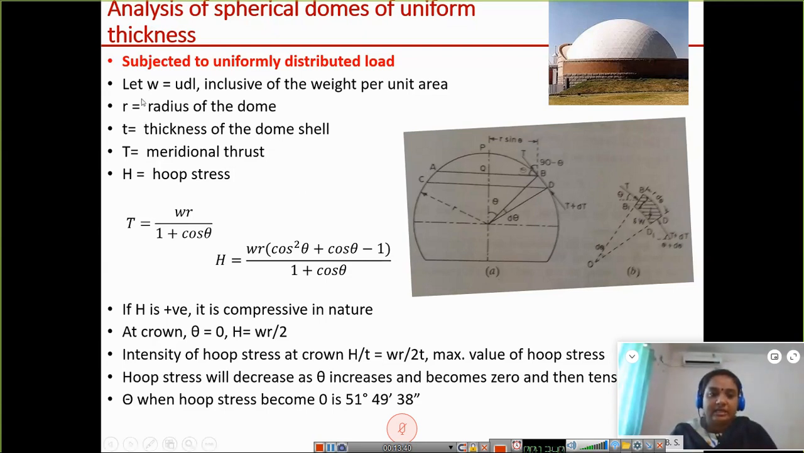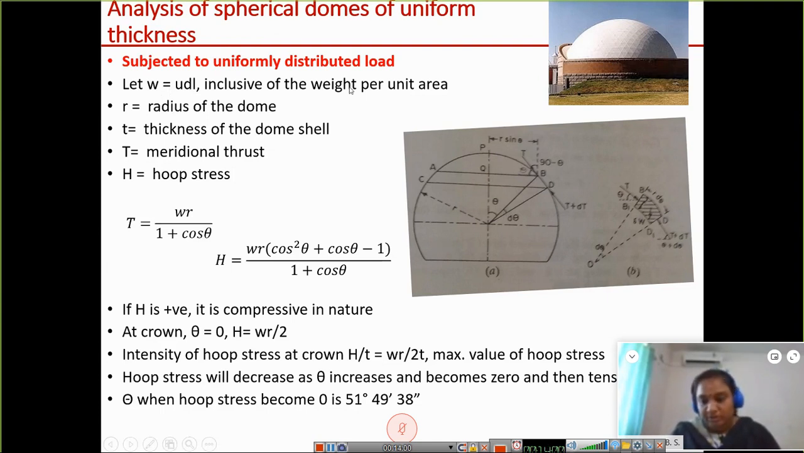So this is the force W, which is like the uniformly distributed load. So what we have in a beam like the UDL that is coming there, here the load is W, which is actually acting over an area.